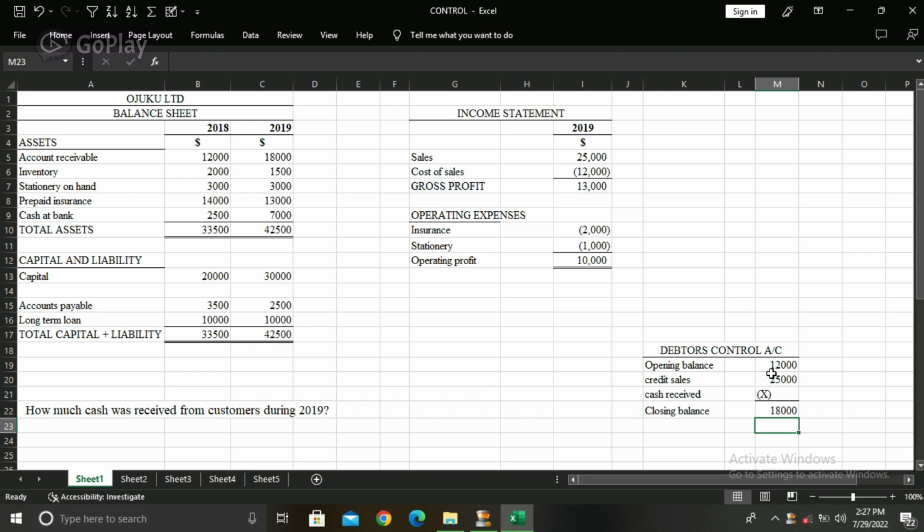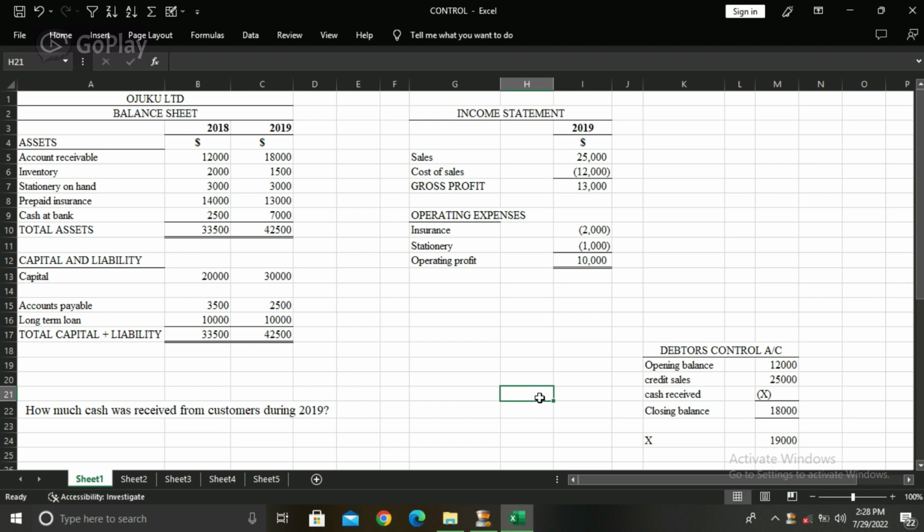So here's the calculation. 12,000 plus 25,000 minus x is equal to 18,000. That is if you want to do it in mathematical way. So by expressing it, we can find out that our x here, or the amount of cash that we receive from our customers, by using my calculator, it is 19,000. So we received 19,000 from our customers during the year 2019.